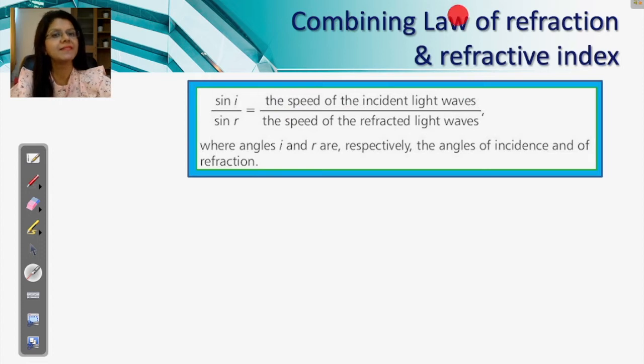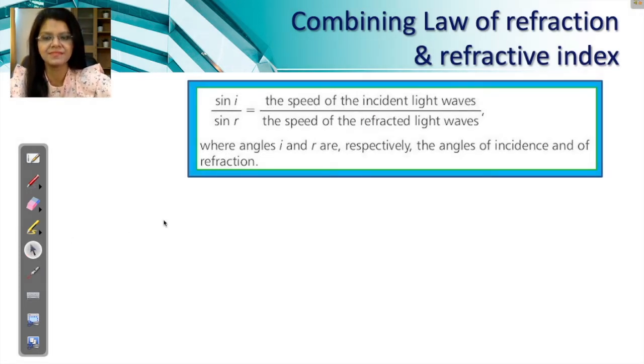Now you can combine the law of refraction together with the formula for refractive index. So let us understand how we do that. The law of refraction is written in this blue box. Sin i over sin r, speed of incident light wave over speed of refracted light wave. This is your law of refraction.